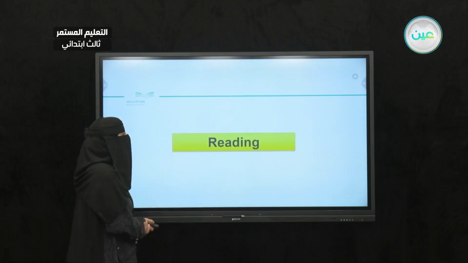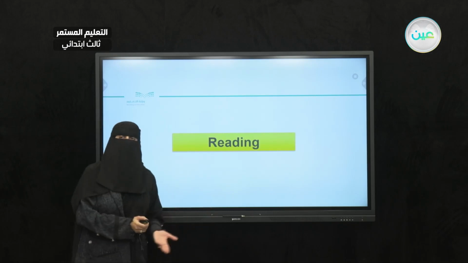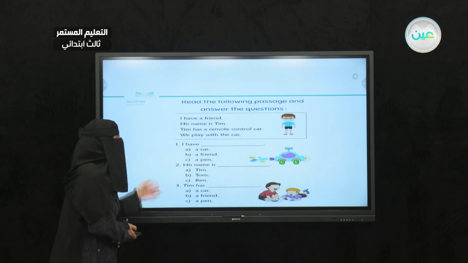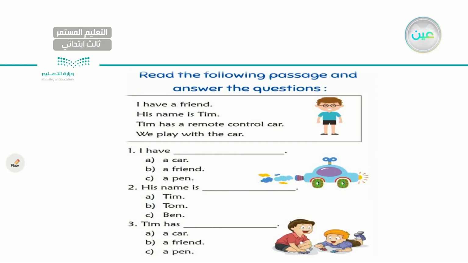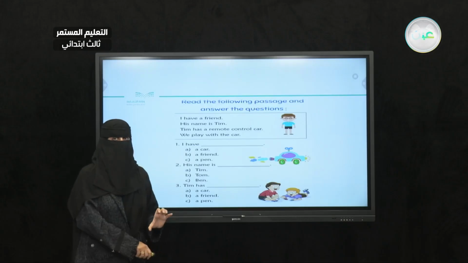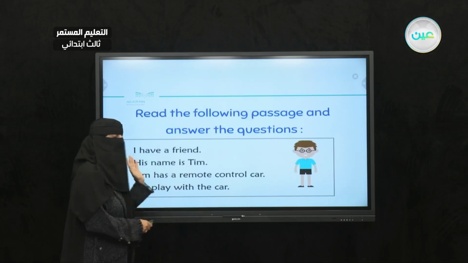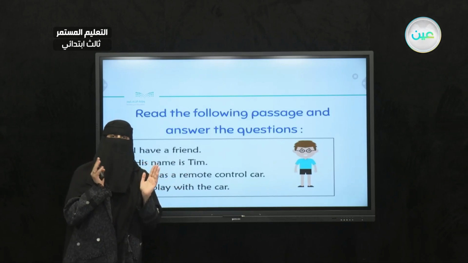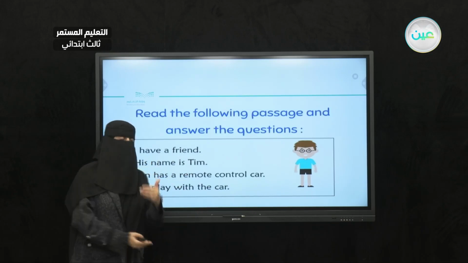Okay, now it's about to have some readings. For the reading part, I need you to listen carefully to me while I'm reading. Okay, let's start with the first one. Read the following passage and answer the question. As you can see, I have a small passage and I have 3 questions. Okay, I will zoom in for the passage. While I'm reading, I need you to listen carefully, and then try to read with me.